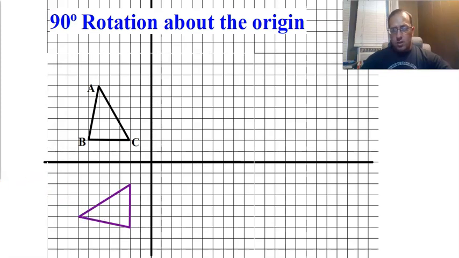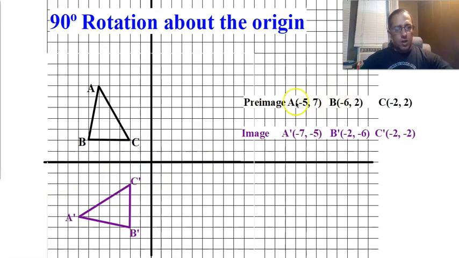So we have A moves to A prime, B moves to B prime, C moves to C prime. So the pre-image, remember the pre-image always comes first, image comes second. Here are the points. And what can we say about these points so that we can have a rule, something we can look at and just do this real easy without having to need the graph?